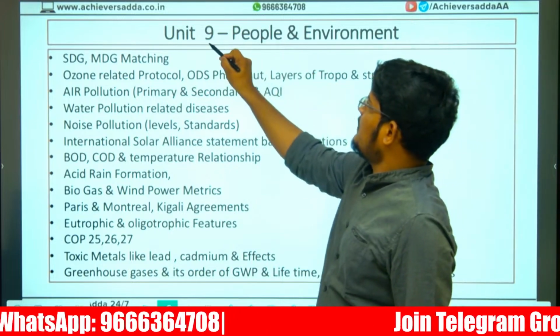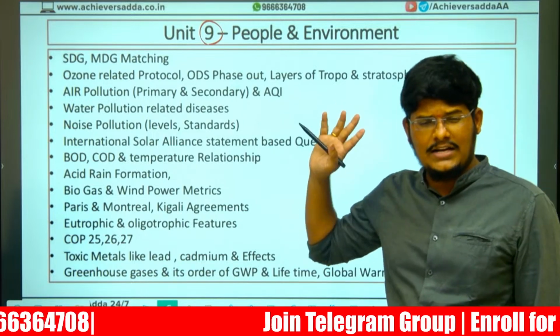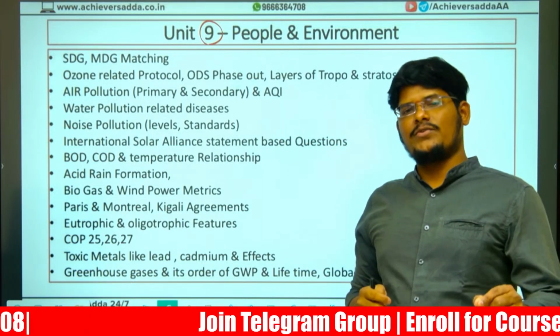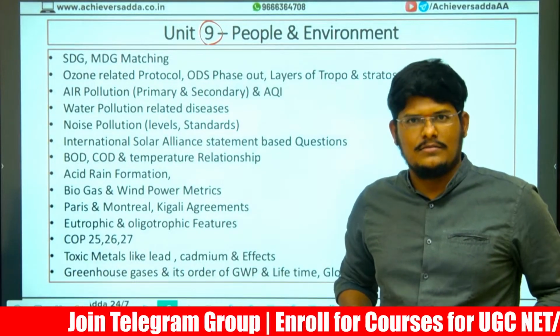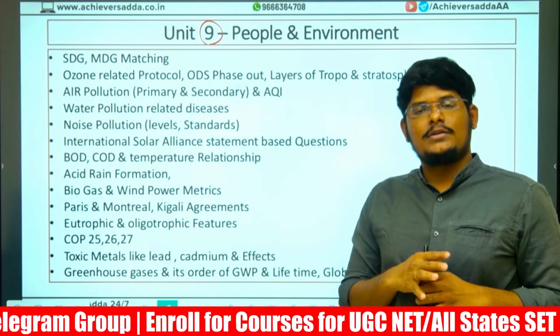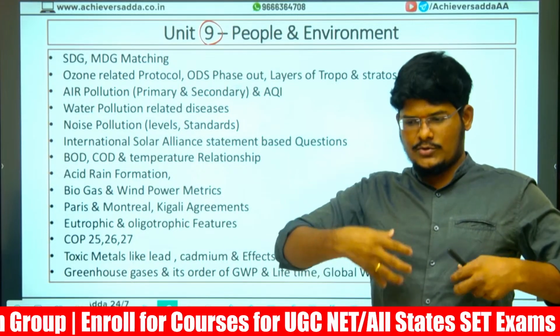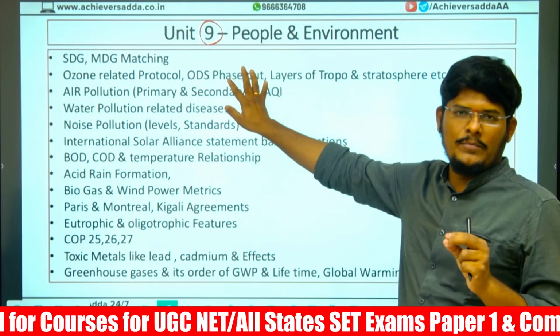Unit 9, people and environment. Most difficult unit for all. But when you target everything to eat, stomach will get pain. Don't try to eat everything whatever you are getting. Try to eat selectively, whichever is suitable for this stomach and the question paper. That is required in people and environment.